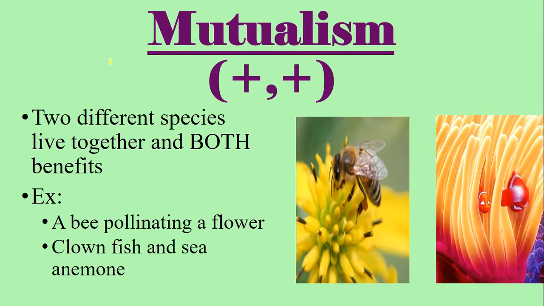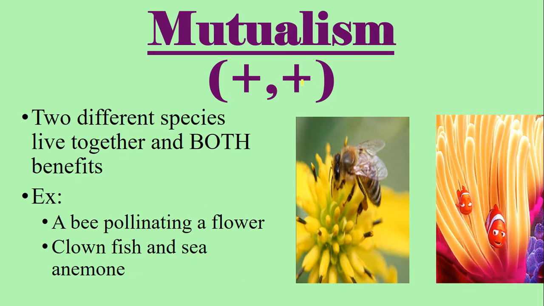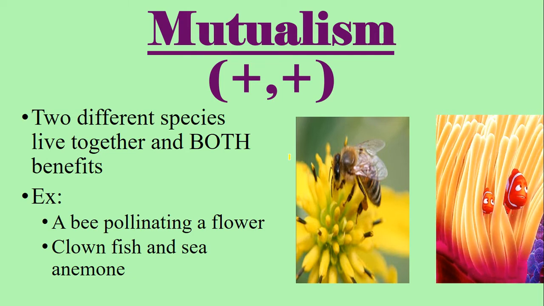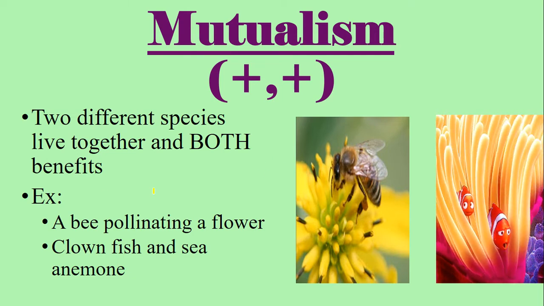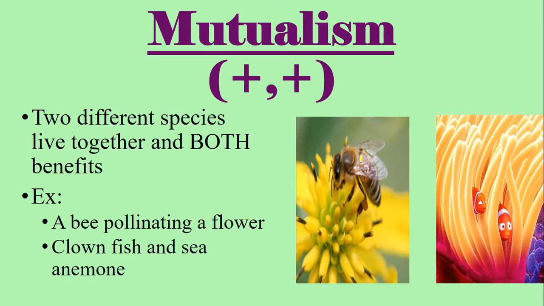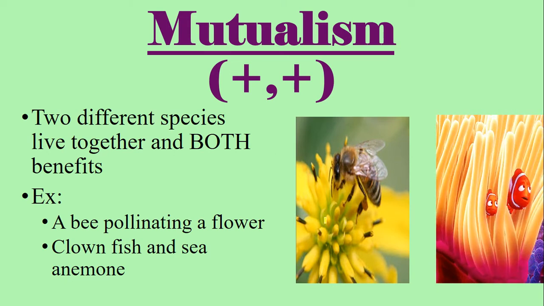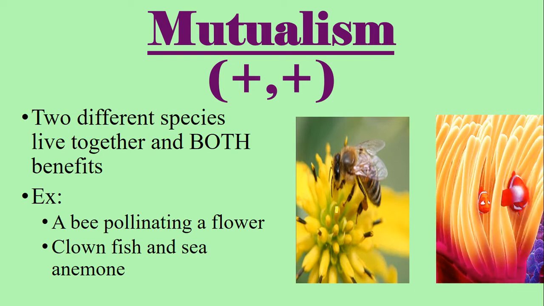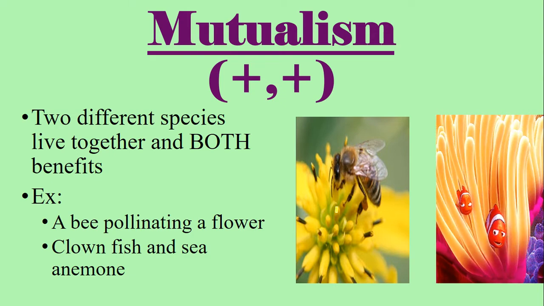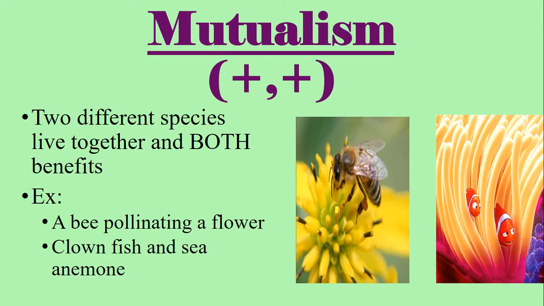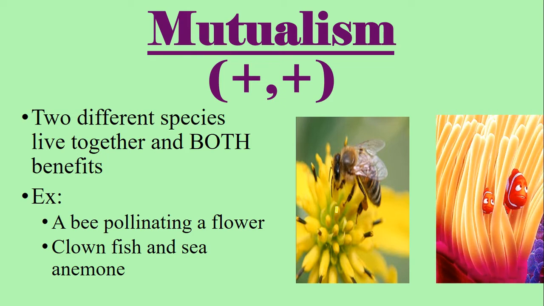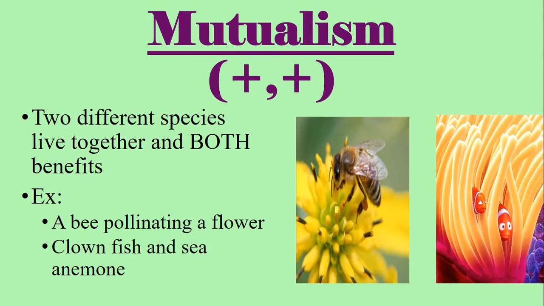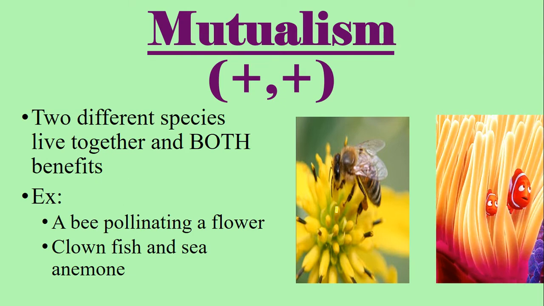All right, mutualism. I have a plus here. What that means is both species benefit from each other. So my first example here is a bee pollinating a flower. The flower gets a benefit from the bee because it transfers the pollen from the male part to the female part of the plant, so it can reproduce and make seeds. The bee is benefited because the bee is allowed to get nectar from the flower that then can go take back to his hive and turn into honey.